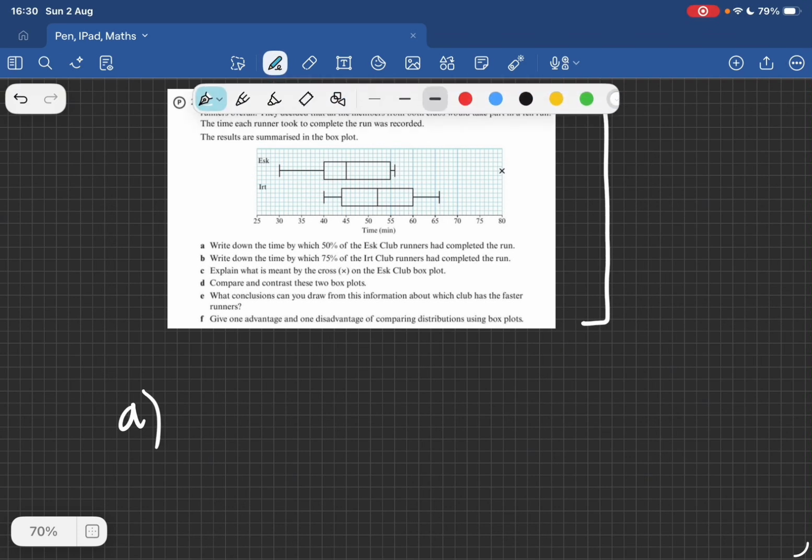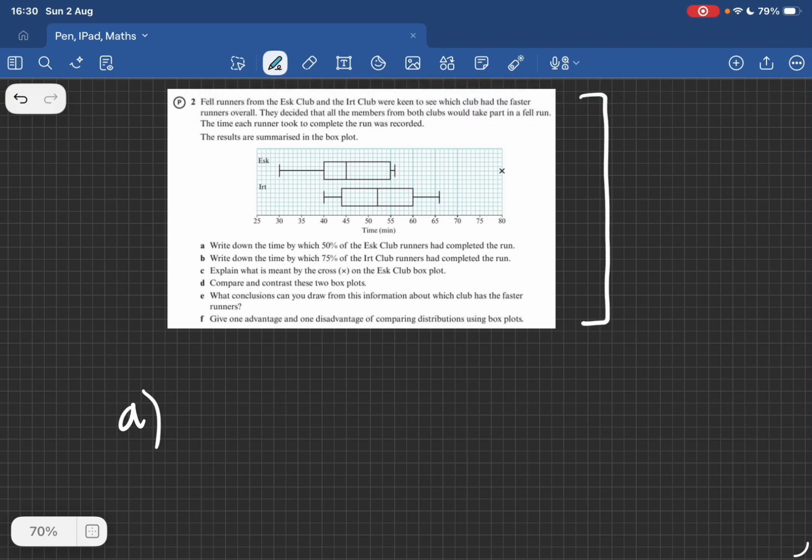the run. So we know 50% of our runners would be our median, so we're looking at this middle line here for the S running club, which is 45 minutes. So 45 minutes. Now part B.